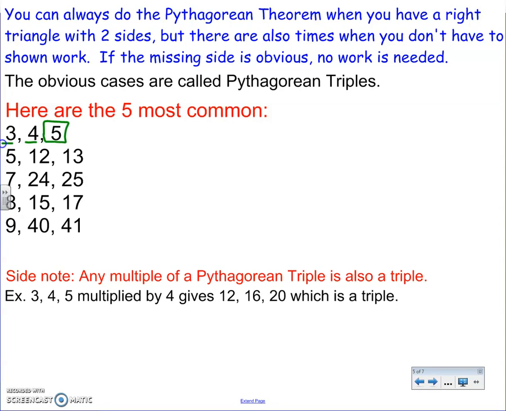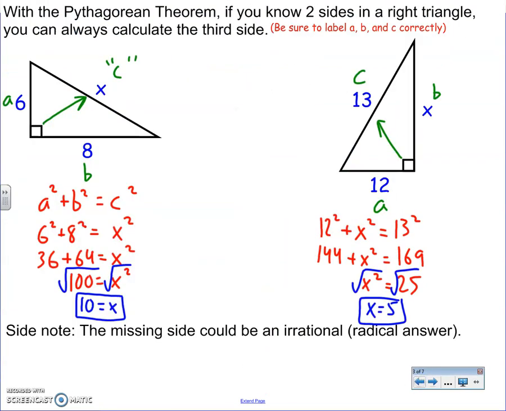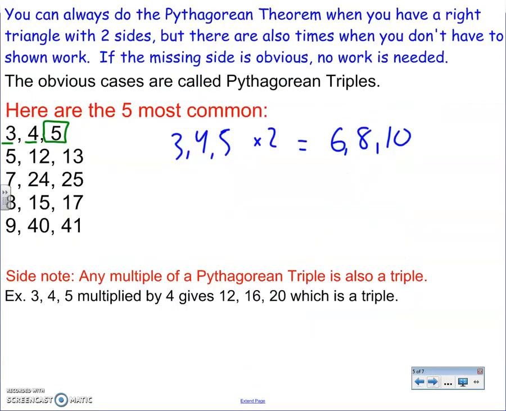And actually, let me show you this. What if I do 3, 4, 5 times 2? That will give me a 6, 8, 10. That's also another triple. Let's go back to the very first problem. Notice this triangle right here, that's a 6, 8, 10 right triangle. So if I knew that or used it right away, I didn't have to do the work. I would have known that X or C was 10. So that's just a good thing to know.